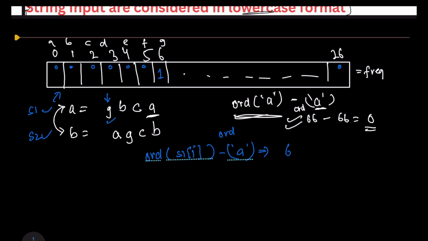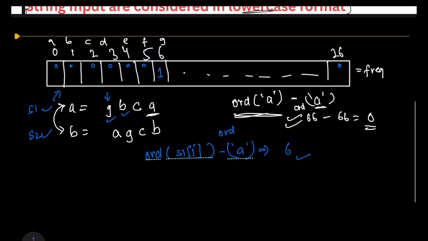Now G is done, now you have B. For B, I know the index value. I think you got the pattern of how to convert a character to its index. So for B, I will mark it as 1. For C, I will mark it as 1. For A, I will mark it as 1.